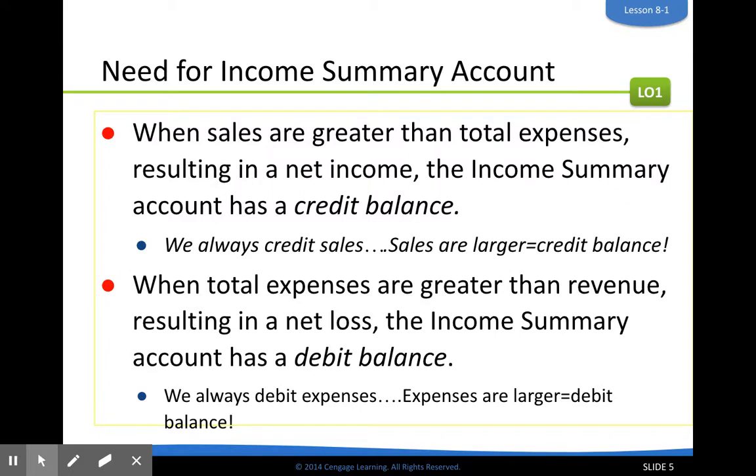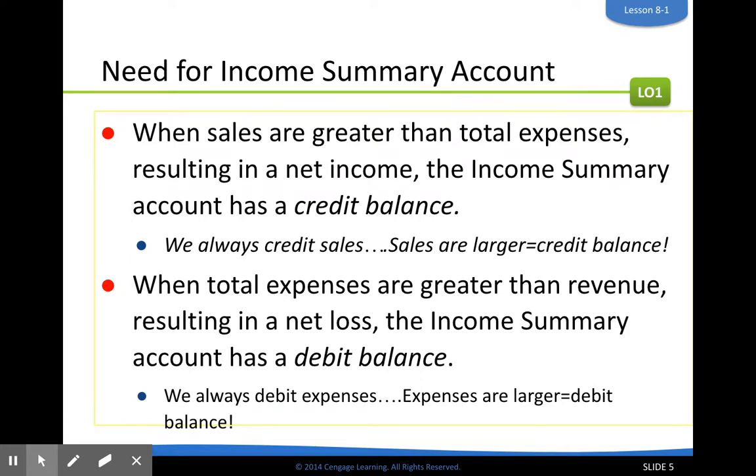So why do we do this? Well, we're now using the income summary account for the first time. We are going to have net income that we are going to put into the income summary account as a credit balance. Just like we always credit sales. When sales are larger than expenses, then we're going to credit the income summary account. When total expenses are greater than revenue, which is a net loss, then we debit the balance. So if expenses are larger, just like we always debit expenses, we'll debit the balance.